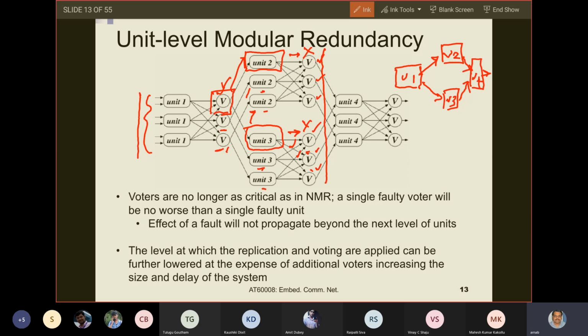But two important things, as I told you. One is that the dependence on the voter is the same as the dependence on the unit. No undue importance is given to the voter. The second is that propagation of the error only goes up to the next level.